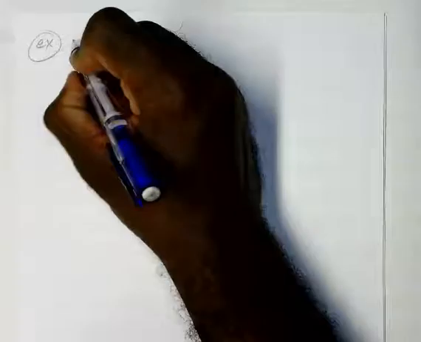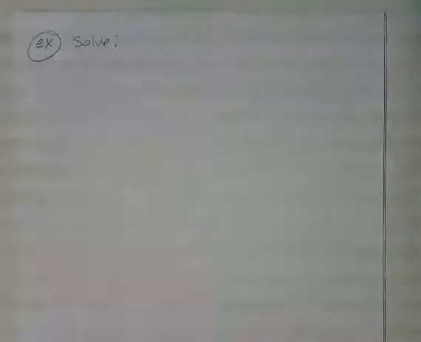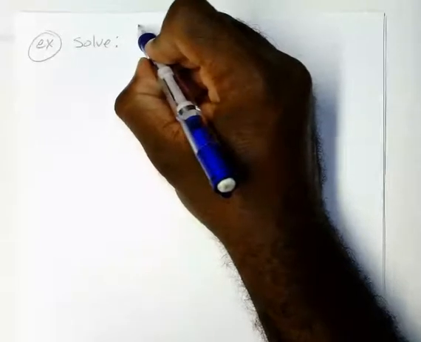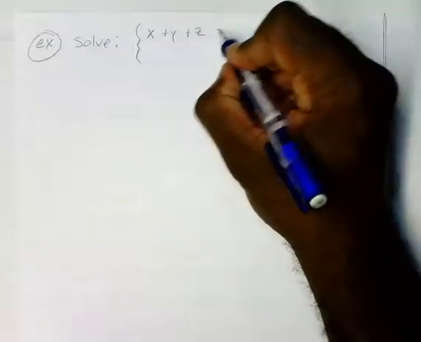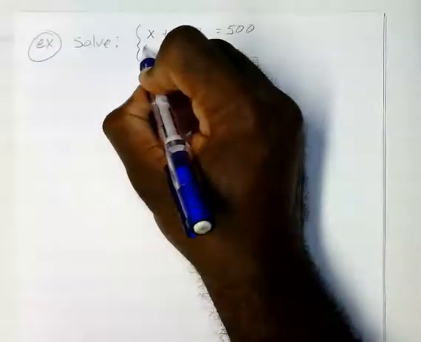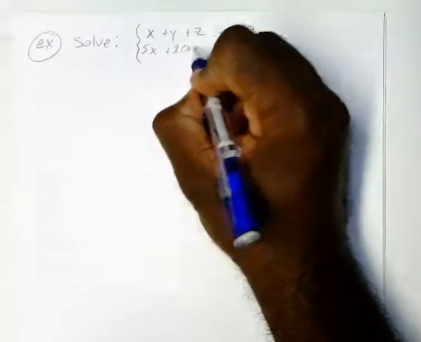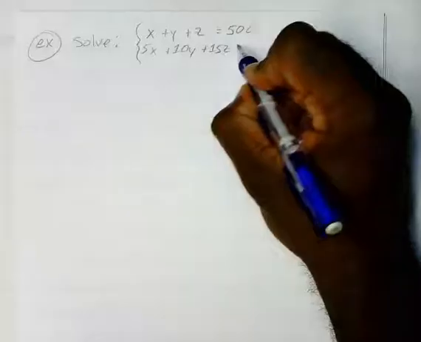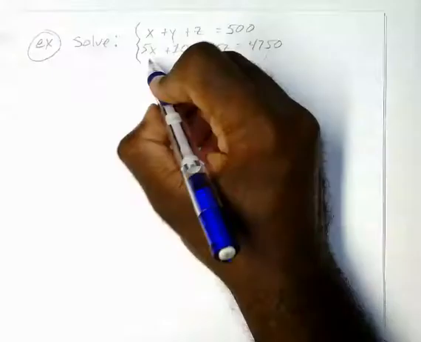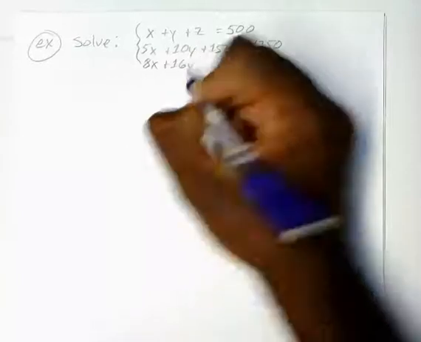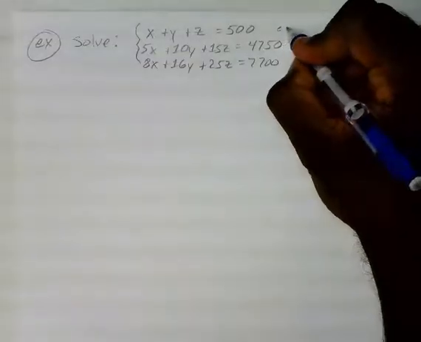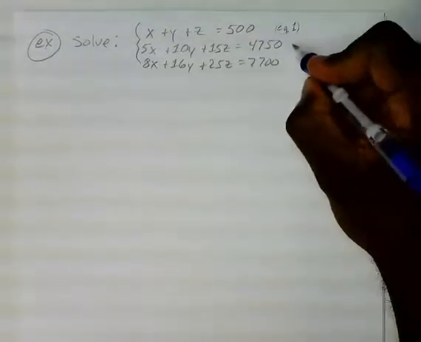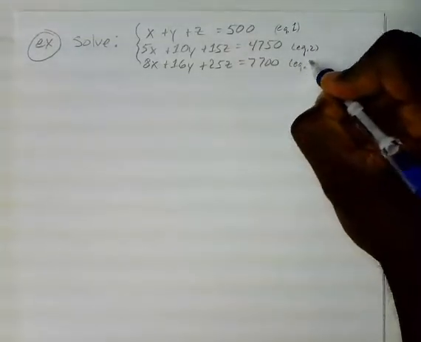Okay, so let's say for our first example, we are going to solve x plus y plus z equals 500, 5x plus 10y plus 15z equals 4,750, and 8x plus 16y plus 25z equals 7,700. And we'll call this one equation 1. This is our equation 2. And this is our equation 3.